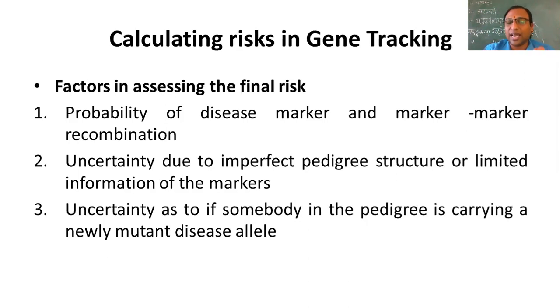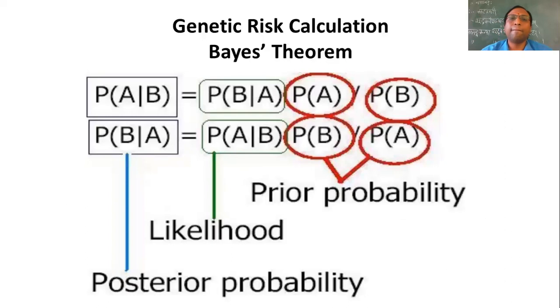Then there is uncertainty as to whether somebody in the pedigree is carrying a newly mutant disease allele. Newly mutant disease allele means, because of stress or the induction of any new kind of toxin in their family, the particular generation may have been affected or mutated and is giving us the disease, and we don't know. So that is the risk in gene tracking.